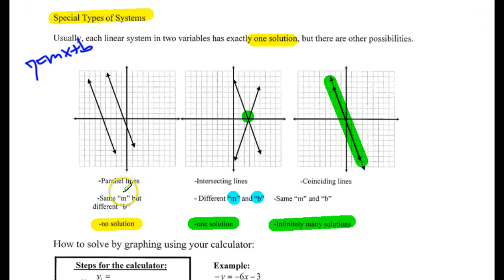But if you look at the parallel lines, see how they're going in the same direction? That means they have the same m. They have the same slope. So if you see two lines with the same slope, they're never going to touch. Okay? They have different y-intercepts. They're crossing the y-axis in a different place. But because they're going in the same direction, they'll never touch. And last, coinciding lines. Because it's one line on top of the other, it's the exact same line. So it has the same m and it has the same b.